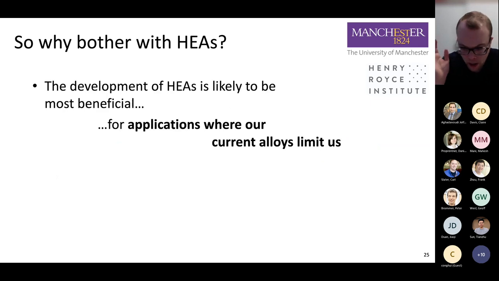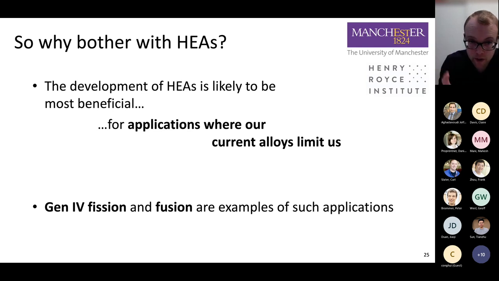I'd like to argue, like many others do, that the development of high-entropy alloys is likely to be most beneficial for applications where our current alloys limit us. So we're not ever going to be able to generate high-entropy alloys that displace steels or aluminium alloys in automotive applications, or steels in structural applications, etc., because on a cost basis they just make no sense at all. So on a cost and property basis, they make no sense. However, there are some applications, such as maybe high-temperature gas turbine applications, where they do make sense.